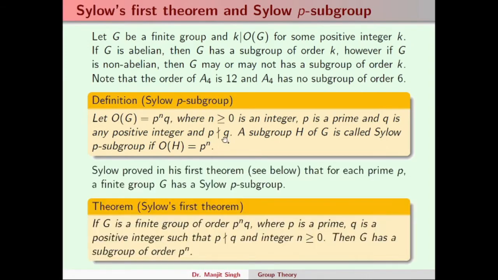And this theorem, Sylow's first theorem, gives the existence of this Sylow P-subgroup. If P^n divides the order of G and P^(n+1) doesn't divide the order of G, then G has a subgroup of order P raised to power n. Even if P doesn't divide the order of G, then the identity subgroup can be considered as the Sylow P-subgroup in this situation.